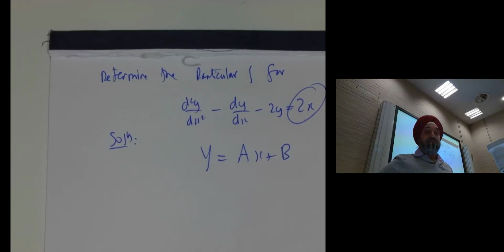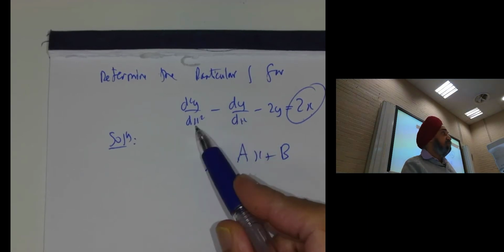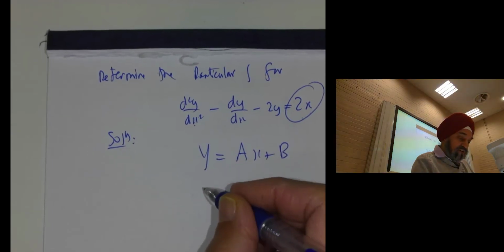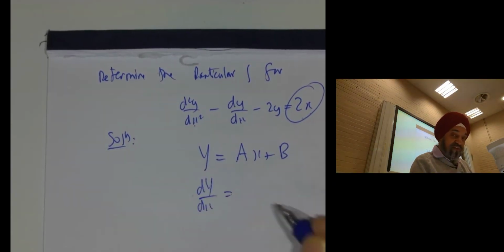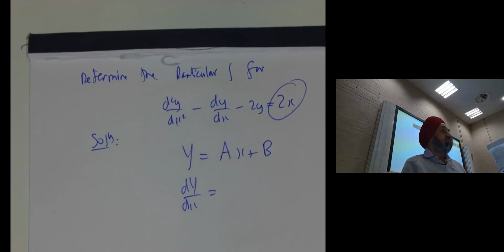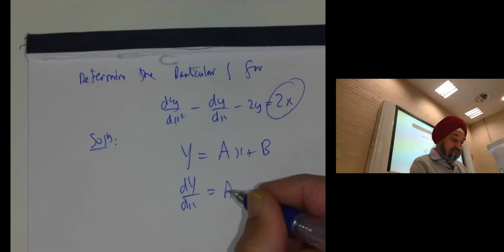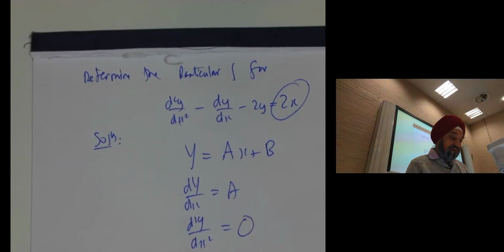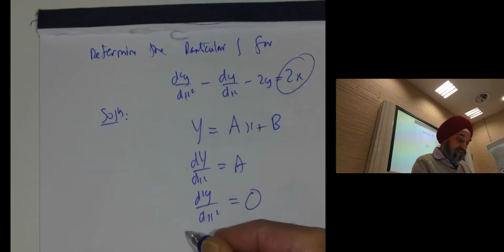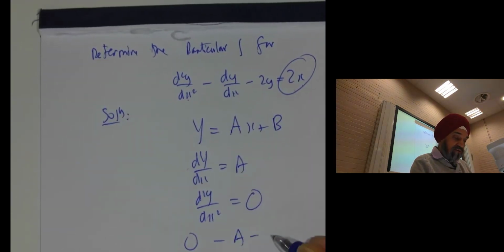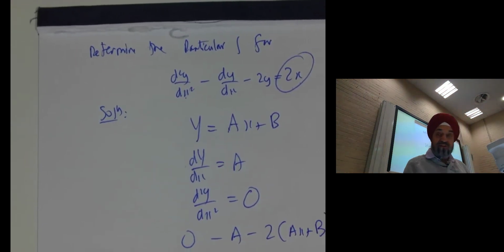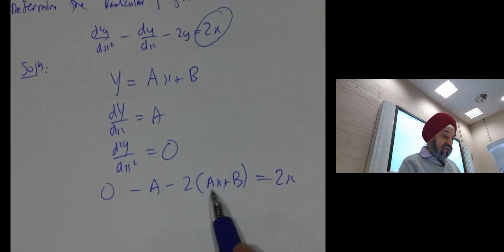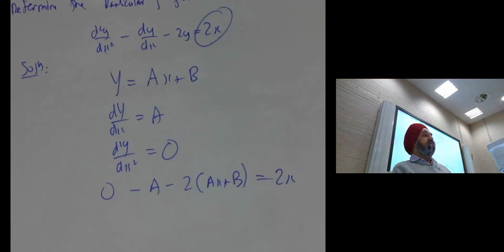How do we find a and b? Yes, differentiate it, put it in there, differentiate it twice, put it in there. So we get dy dx. If we differentiate that once, what do we get? A. And if we differentiate this twice, what do we get? 0. So if we put it into here, we get 0 minus a minus 2 times ax plus b is equal to 2x. That is minus a minus 2(ax plus b) is equal to 2x.